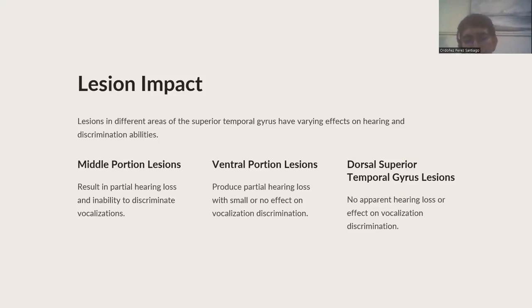So that's resulting in a partial hearing loss and other things, but I don't want to focus in so much detail on this, because the most important things are the psychological effect that it has, the ventral portion lesions, as well as partial hearing loss or no effect of vocalization discrimination, right? That's kind of better. And also the last one is the dorsal superior temporal gyrus lesions. There's no apparent hearing loss or effect on vocalization and discrimination, right? So that's something positive, right?